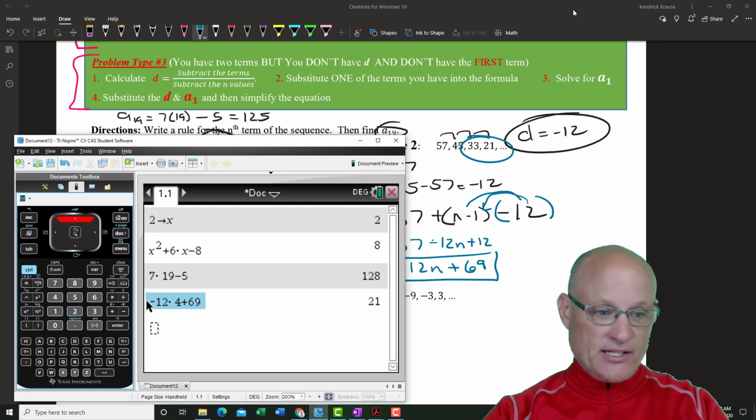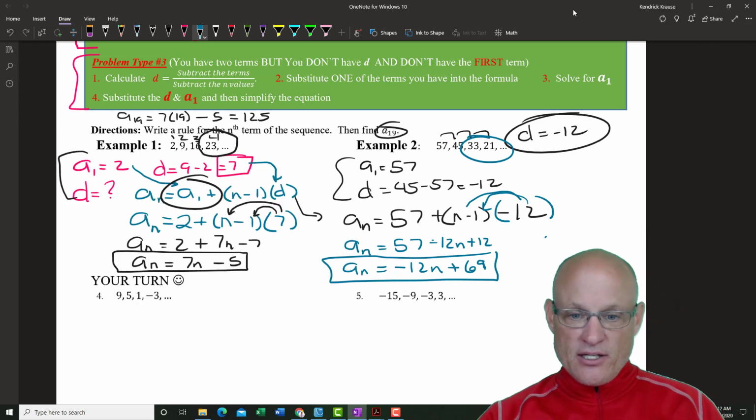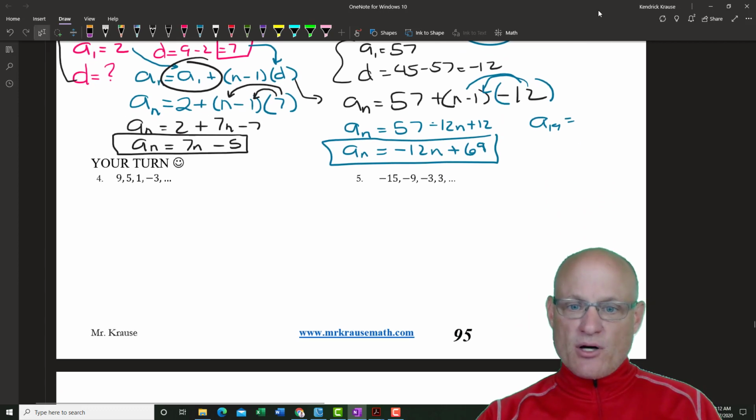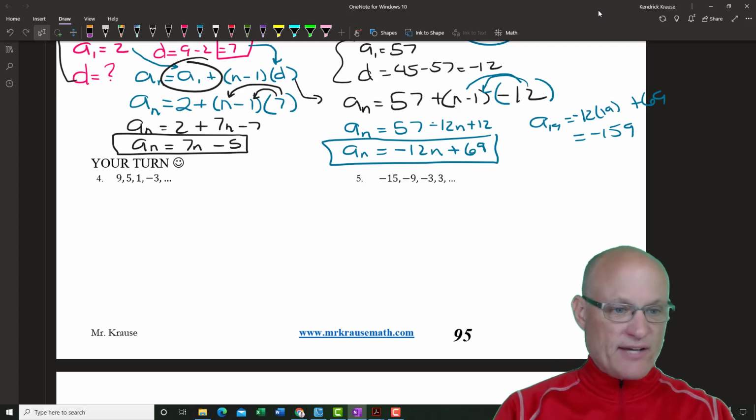Now I want to do 19, so I'll just hit the up arrow, change this over to 19. And I got negative 159. So a sub 19 is equal to negative 12 times 19 plus 69. And that's equal to negative 159. All right, let me save and I'll be right back.